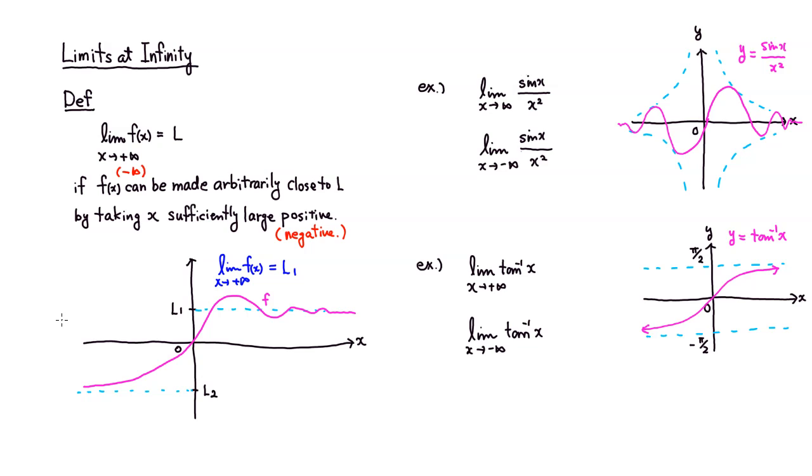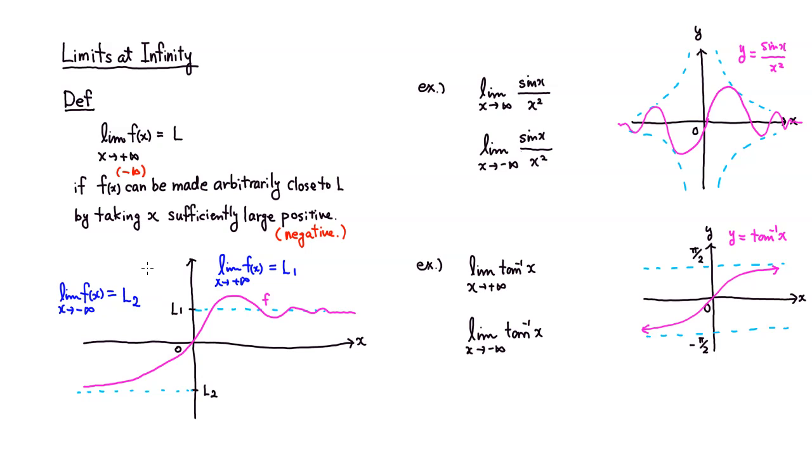But if x is going to negative infinity, so the limit of f of x as x approaches negative infinity, you follow the curve and it's getting smaller and smaller, but you can see that it starts to flatten out and looks like it heads toward the value L2. So the limit is L2 there. So those are limits at infinity. You have positive infinity and negative infinity, and those are the two kinds.